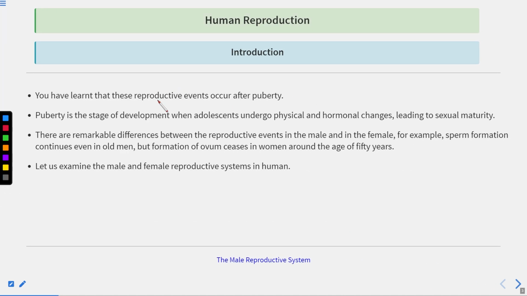Now, you must have learned that these reproductive events occur after puberty. The first is the adolescent stage and the next stage is puberty. Now, what is puberty? Puberty is the stage of development when adolescents undergo physical as well as hormonal changes leading to sexual maturity. So this is known as puberty.